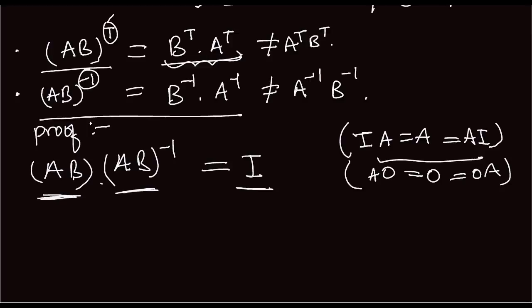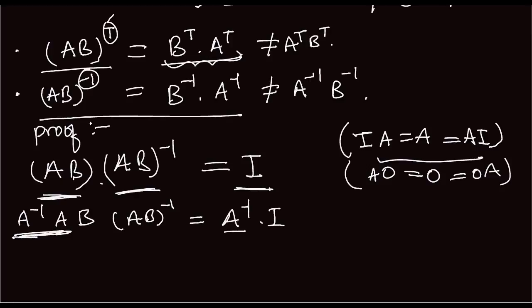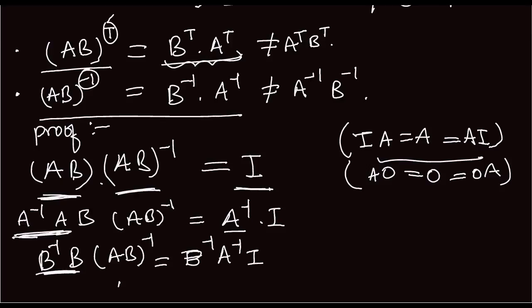So for this you have AB on this side and (AB) inverse on this side, and it is equal to I. Now, first of all, you multiply with A inverse on the left hand side to remove this A. On the right hand side you also multiply A inverse into I. These two give you I, and you remain with B (AB) inverse equal to A inverse I. Now we multiply with B inverse on both sides. This gives you I, and (AB) inverse is equal to B inverse A inverse, I can be neglected. So (AB) inverse is equal to B inverse A inverse.